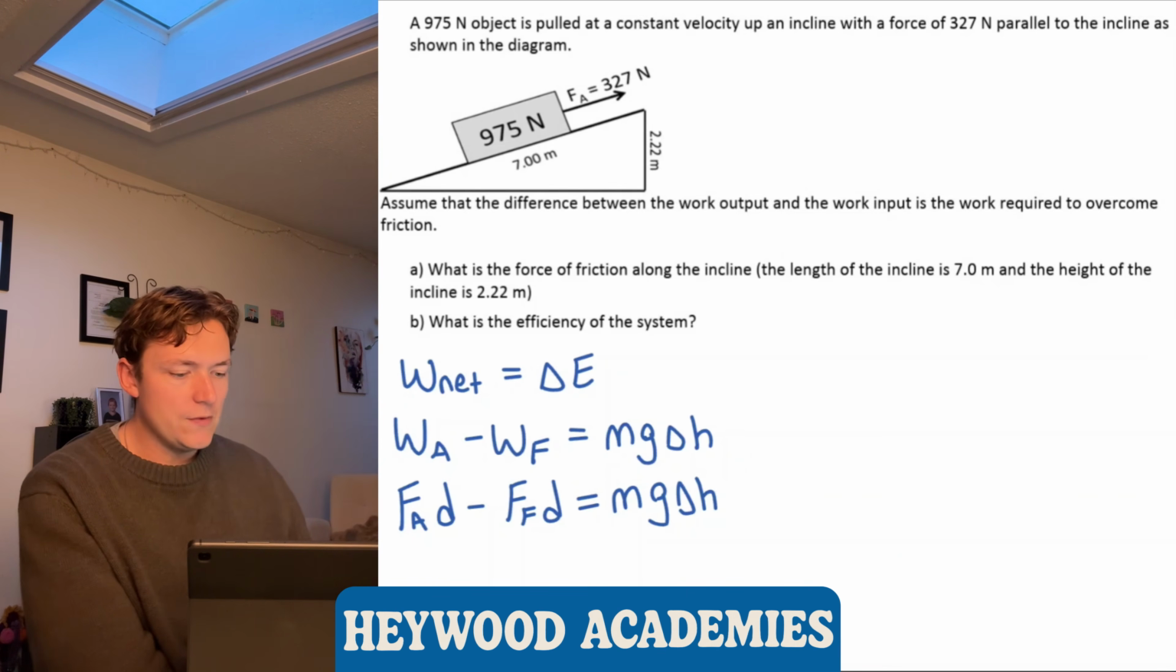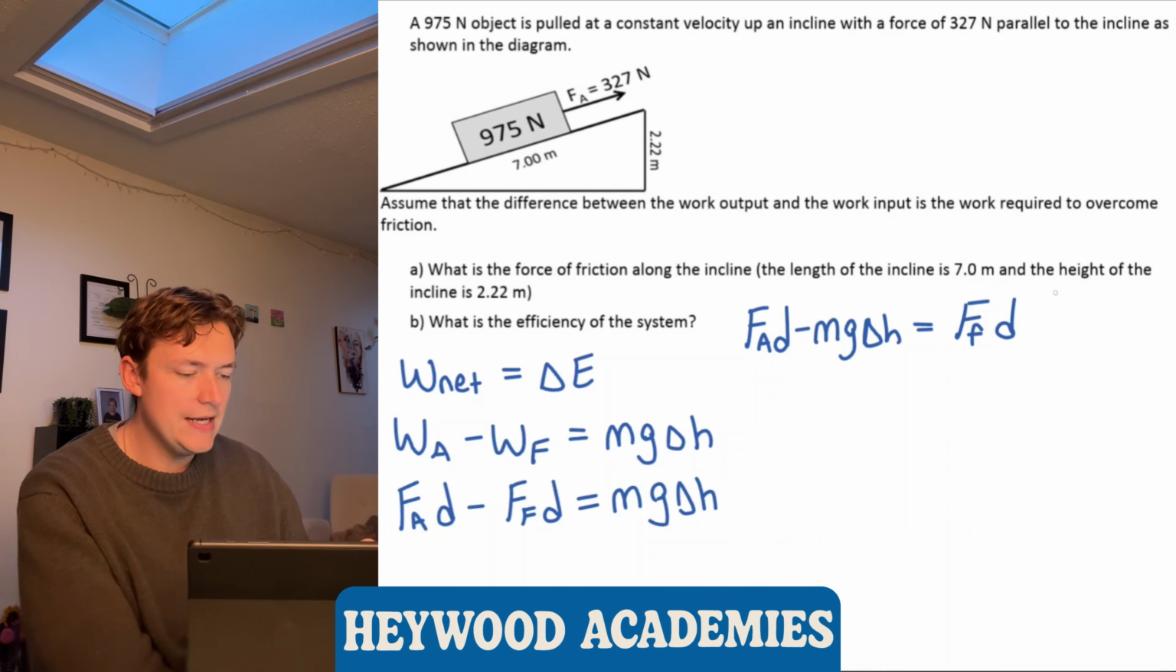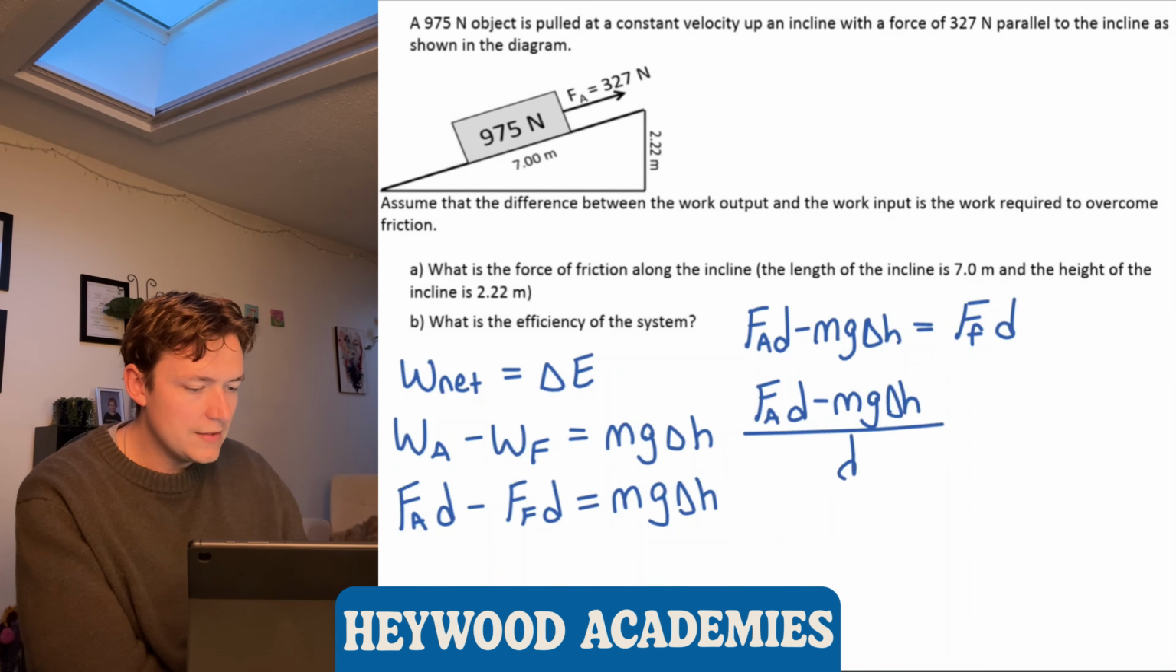Now we got a lot of stuff to sort out here, but we can rearrange this equation. So let's bring our terms over to the right side. So let's subtract mg delta h from both sides. And let's add friction force times distance to both sides, so we'll get them on the right sides. And then we've got to divide both sides by distance. So we'll end up with the applied force times distance minus mg delta h, all over distance, is equal to that friction force.